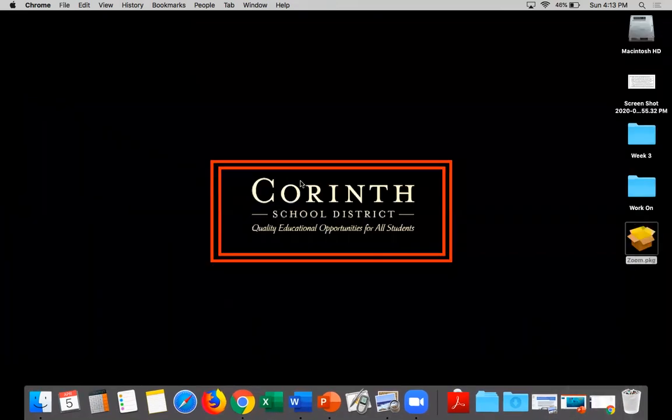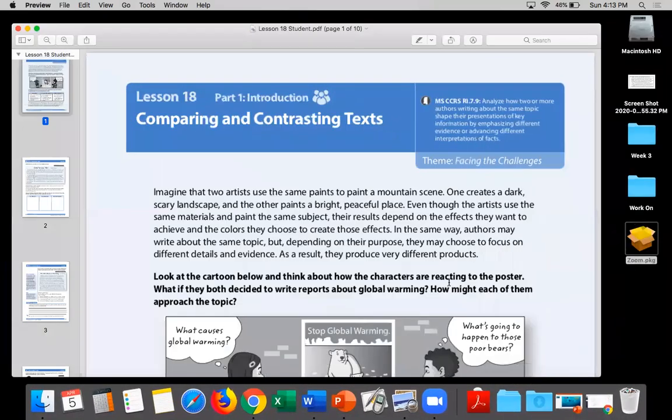Okay, so we are going to go through lesson 18, comparing and contrasting text together right now. Our standard for this week is RI 7-9. Analyze how 2 or more authors writing about the same topic shape their presentations of key information by emphasizing different evidence or advancing different interpretations of facts. Okay, so we all know this situation in real life.